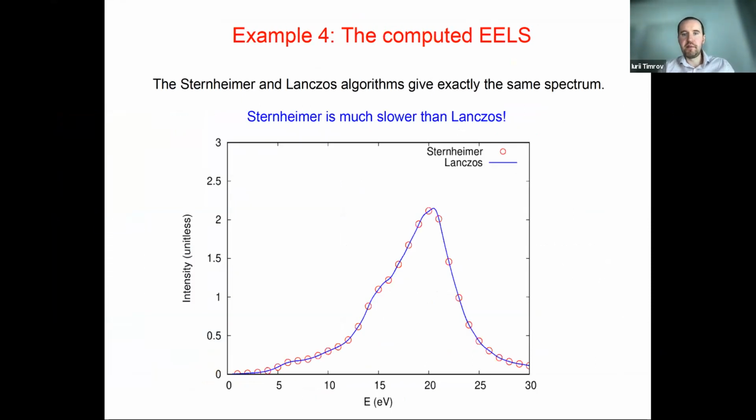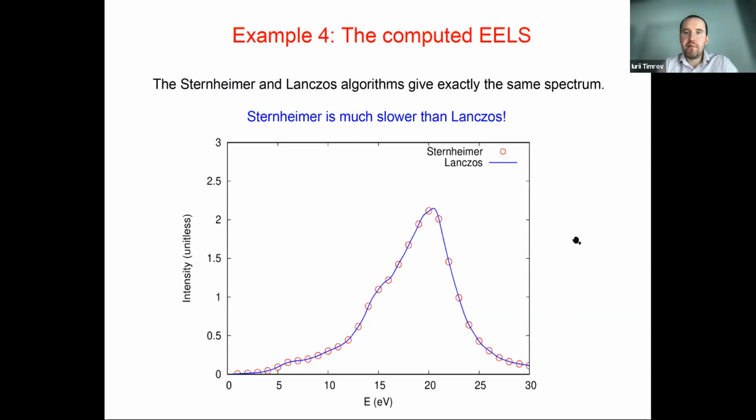This is the EELS spectrum of bulk silicon computed using Lanczos, the blue line, which we just discussed in example 3. So this is the converged one, the blue one, using 500 steps with extrapolation. And the red circles are the ones which we are computing now using Sternheimer. But you can see the two spectra are really on top of each other.